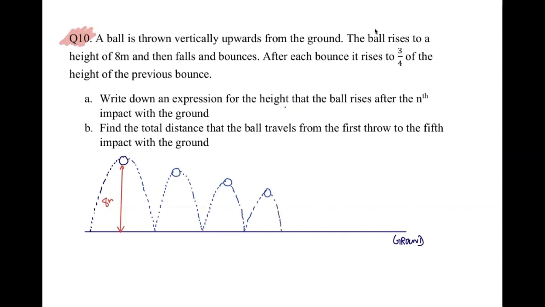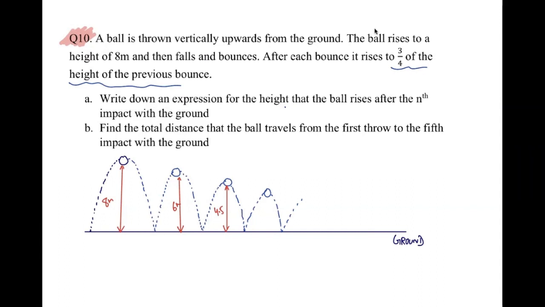Okay, now after each bounce, it rises to 3/4 of the height of the previous bounce. So they have given us that it rises to 3/4 of the previous height. So what is 3/4 of 8? 6. So this height is 6 meters. What is 3/4 of 6 now? 4.5. Okay, and so on. Are you clear? Do you now understand the question?